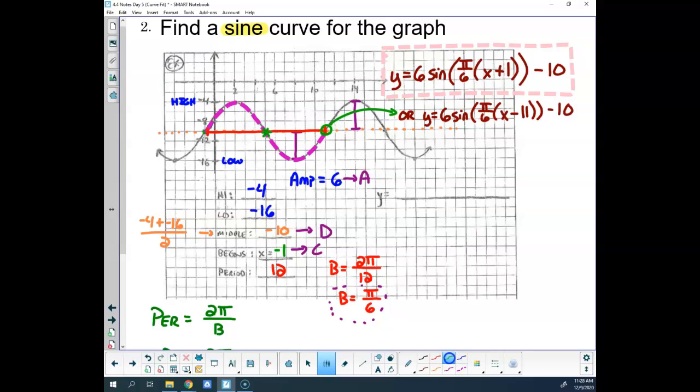What if we started there at that middle? Now we're on the downward slope, right? So then our a has to change. That one is 5.